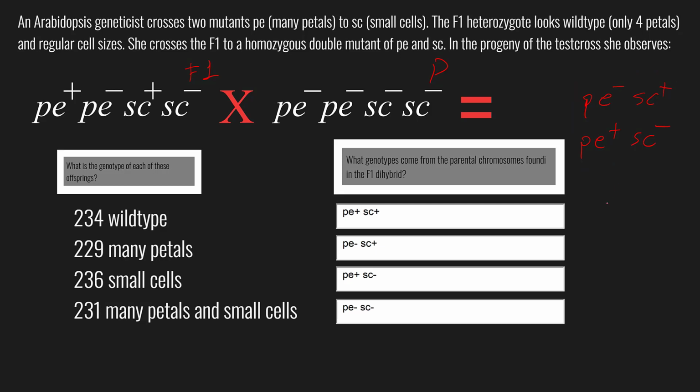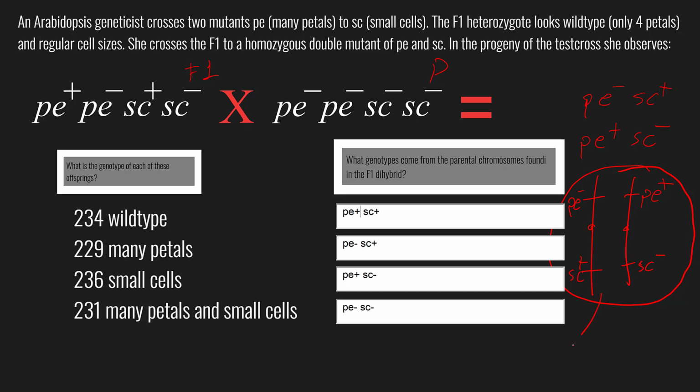So in the somatic cells of our F1 individual, you're going to have 2 copies of each chromosome, and here one is PE minus in combination, in the same chromosome, with SC plus. Right? And this one came from one parent. The other chromosome that you can find in that cell is going to be PE plus and SC minus. Okay, so these are the parental configurations, the parental gametes, right?